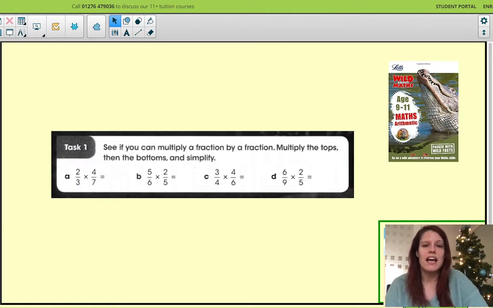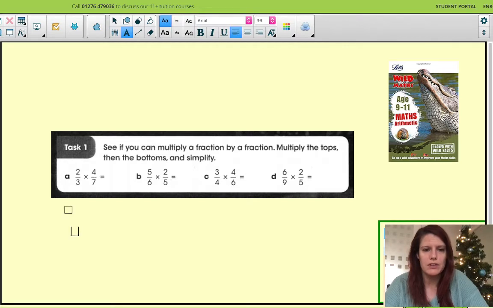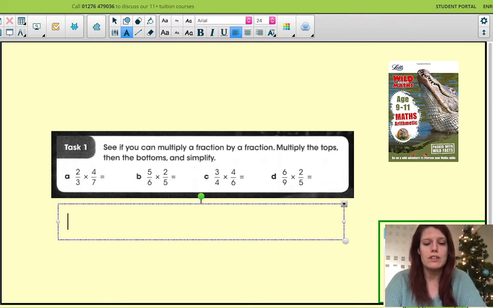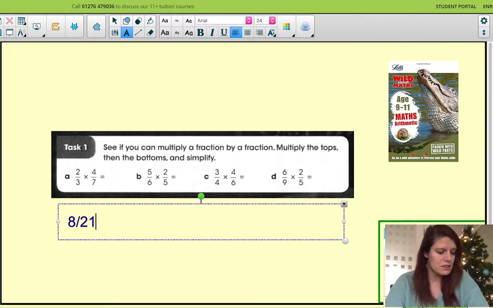So, task 1: can you multiply a fraction by a fraction, multiplying the tops, then the bottoms, and simplify? Now, the answers are on another page, so I'm just going to type them in as we go, which I think will be a bit easier. So, 2/3 times 4/7. Here you would do 2 times 4, which is 8, and then 3 times 7, which is 21. So 8 21sts, and that is as far as we go with that one.